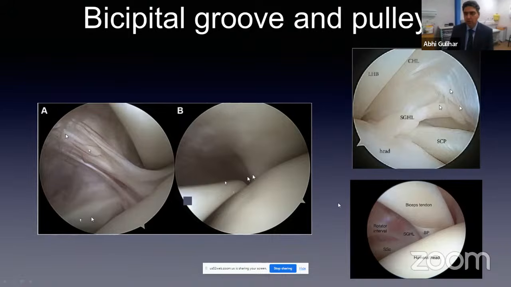The image on the top right is an arthroscopic image of a left shoulder. SCP is subscapularis, SGHL is the pulley, which is a continuation of the superior glenohumeral ligament. CHL is the coracohumeral ligament fibers, which help to form the transverse fibers of the bicipital groove. And then you've got the long head of biceps and the humeral head. The image at the bottom simply represents a right shoulder.